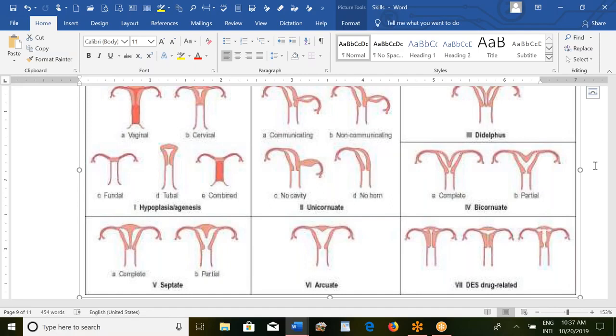Then coming to the arcuate uterus, yes, there is an increased incidence of breech presentations, especially in arcuate uterus. Abnormal presentations have been reported with arcuate uterus. Then the last is DES drug related, where there is agenesis of the vagina.